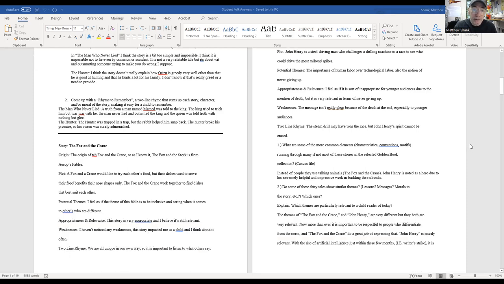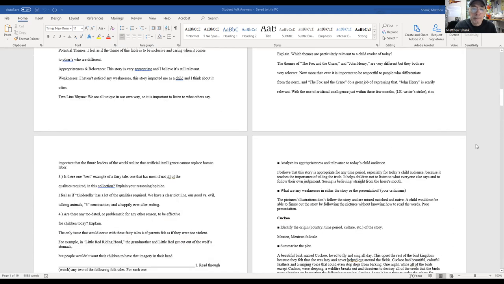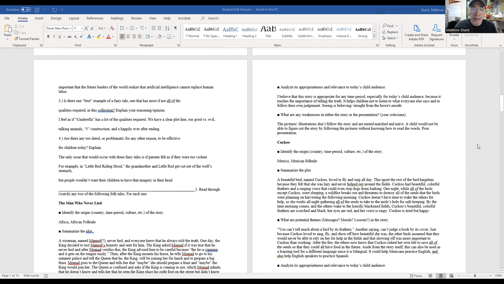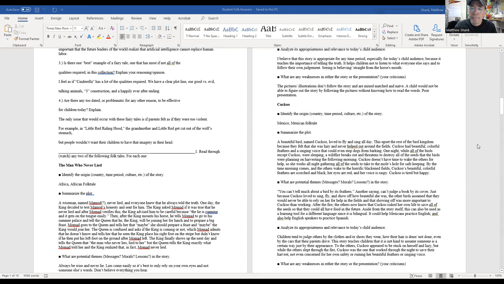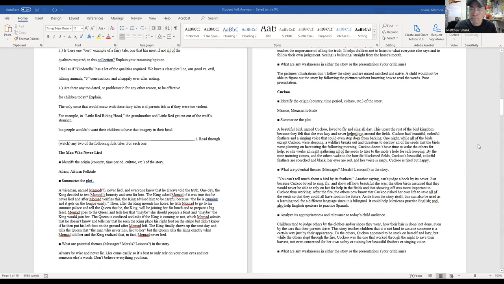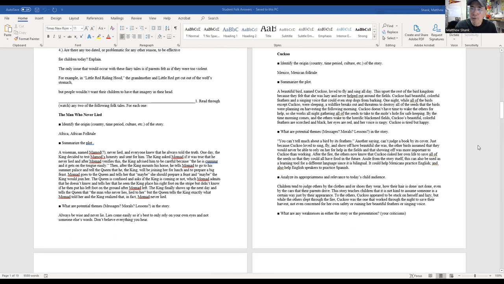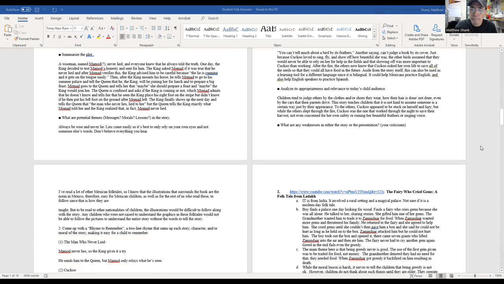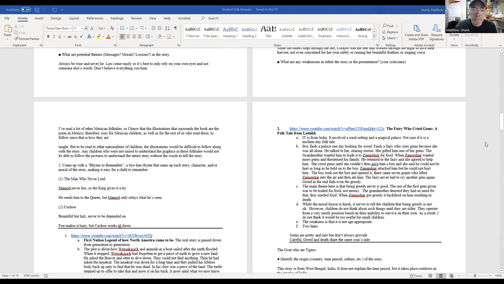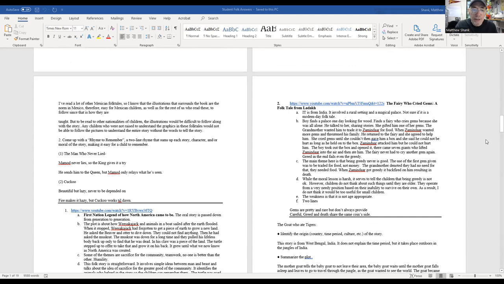The Fox and the Crane is an Aesop's fable. There's The Man Who Never Lied again. Cuckoo comes from Mexico. And again, notice, all of them had a message. All of them have a theme, something the child can learn from. The First Nation legend of how North America came to be. So a lot of these are origin stories.